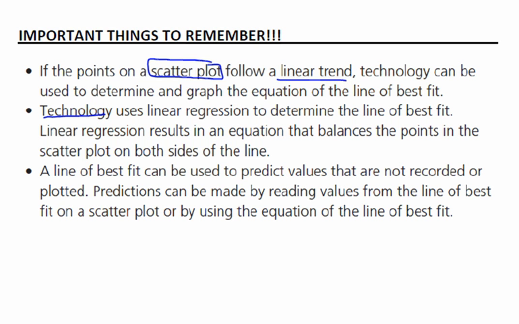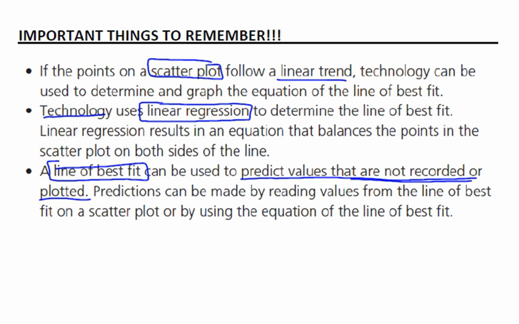We're going to do something called a linear regression. It will help us determine the line of best fit, and it'll even give us the equation of that line. And that's what we're going to learn how to do today. So we can predict values that are not recorded or not plotted. Once you have your line of best fit or the equation, we can then predict values that are not recorded or plotted yet, using that relationship. So let's look at the next example.